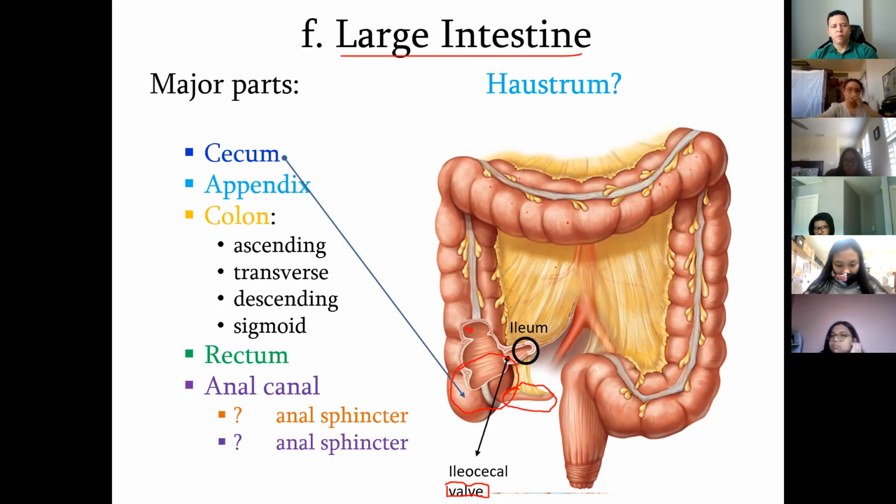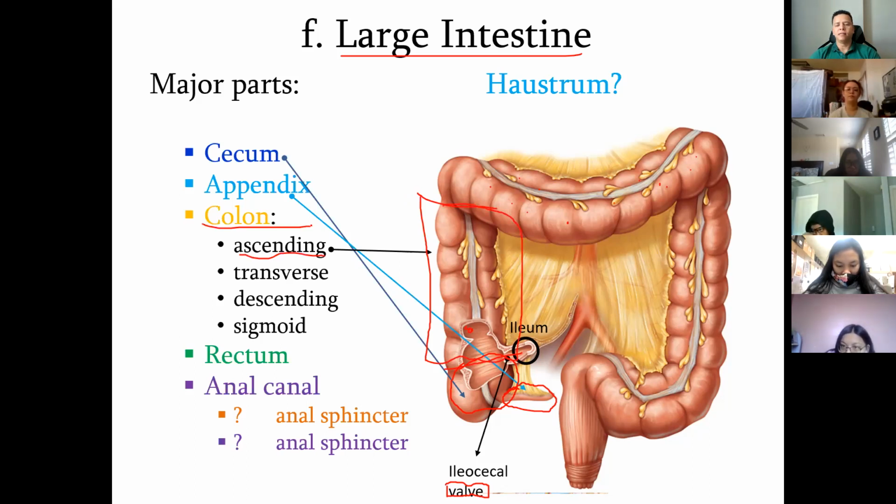All right, so let's look at the different parts of the large intestine. The section of the large intestine that is going up right here is what we call the ascending colon. That's the ascending colon.